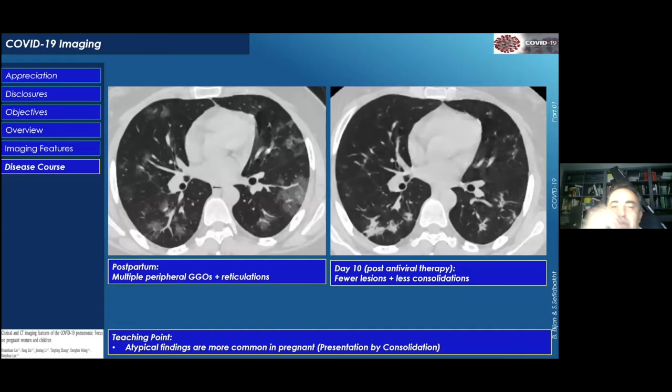Take a look at this one. This is a postpartum case. The patient, immediately after birth, has all these GGOs everywhere, and after 10 days of antibiotic therapy, we end up with this appearance, which shows marked interval decrease in size and number of the lesions, plus the appearance also has changed.